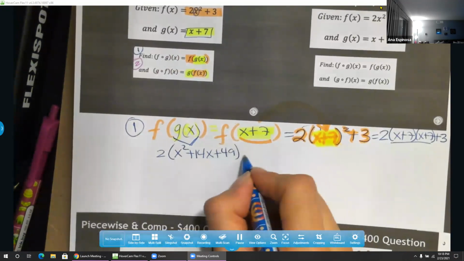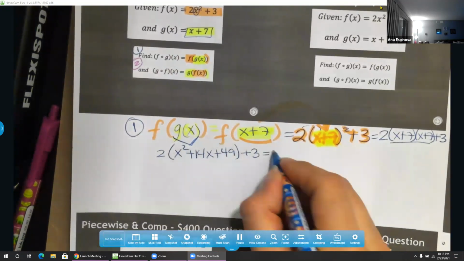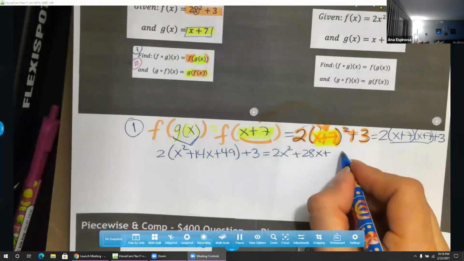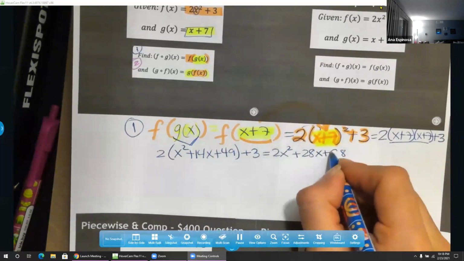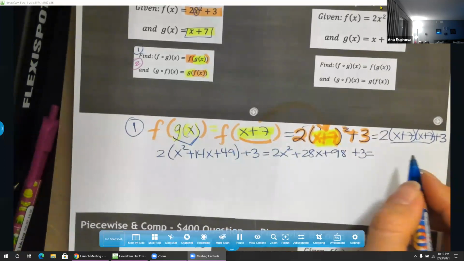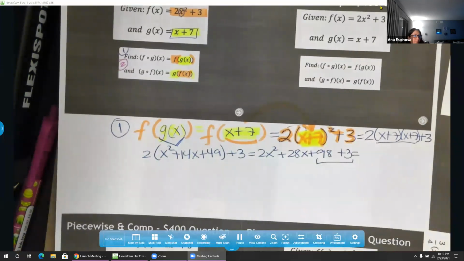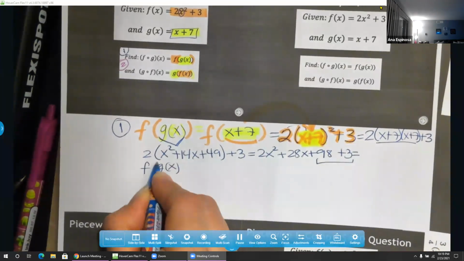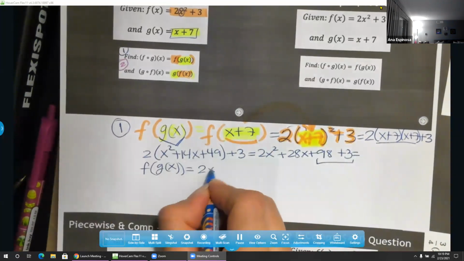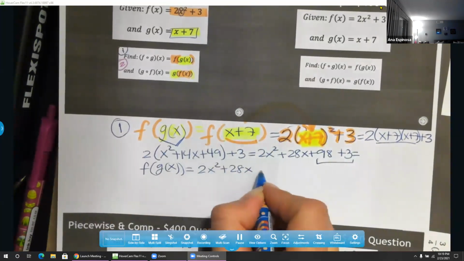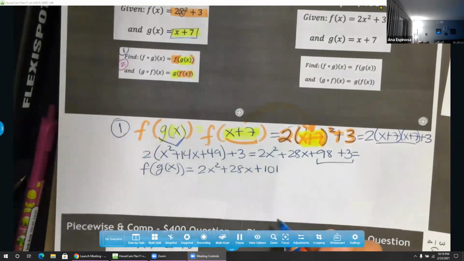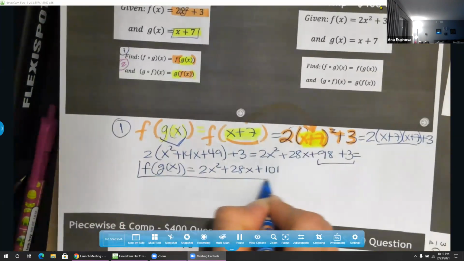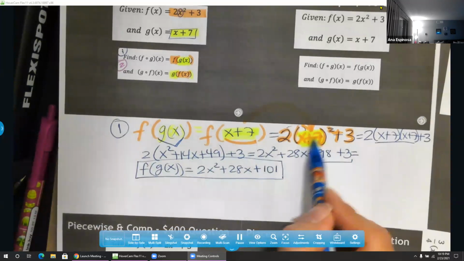I skipped a step, by the way, just FYI. Distribute the 2. 2x squared plus 28x plus, what's 49 times 2? 98 plus 3. And the only thing you can do is add these two together. Okay, so f of g of x equals 2x squared plus 28x plus 101. Okay, that should be the answer. That was the hardest part because you had to square that.